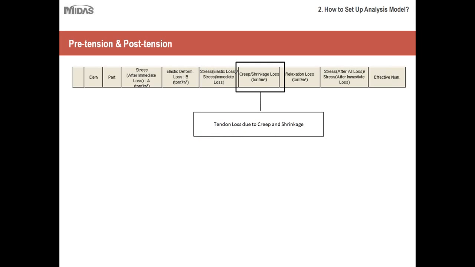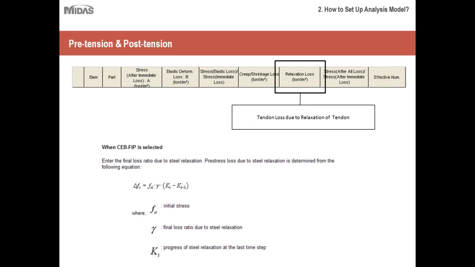Then creep and shrinkage loss. This is highly dependent upon the code and the practices that you are applying to assess the material behavior. If you are using AASHTO, ACI standards, or CEB-FIP, depending upon that, there are different formulae. That information will be too much elaboration, so I have skipped it here. We can definitely discuss this particular aspect in more detail at a later time.